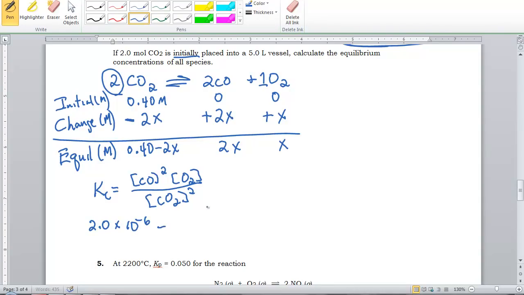And then just plug in our equilibrium amounts in terms of x. CO is 2x squared. O2 is x. CO2 is 0.4 minus 2x. And again, don't forget the raised to the power of the coefficient squared.